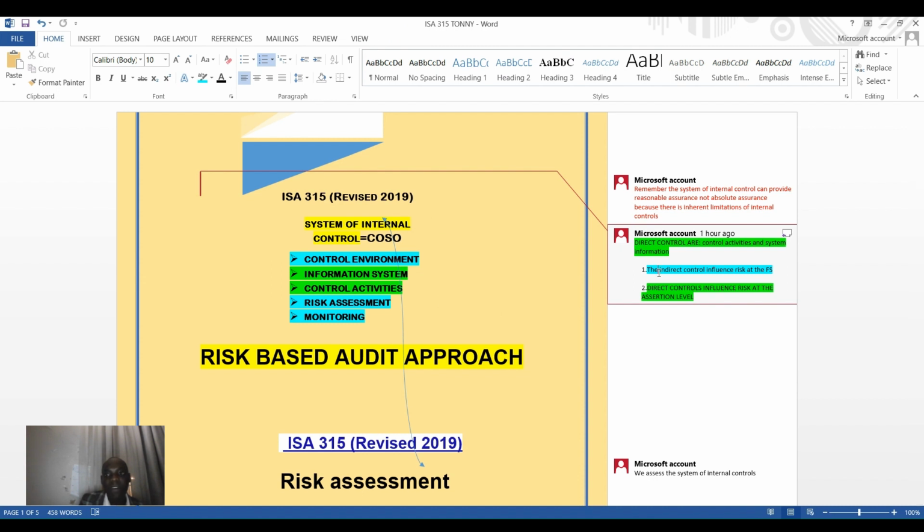Remember that the risk at the financial statement as a whole can occur due to manipulation by management, as I've indicated that the system of internal control can only provide a reasonable assurance, not absolute assurance, because of the inherent limitation of the system of internal controls. Because management can override the system of internal control. For a practical example, for the risk at the financial statement as a whole due to manipulation by management, let's say if their bonuses are based on the profit, there's a risk of management overstating revenue.